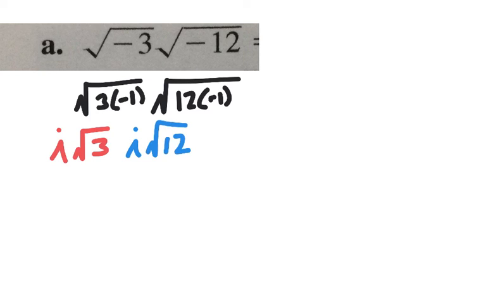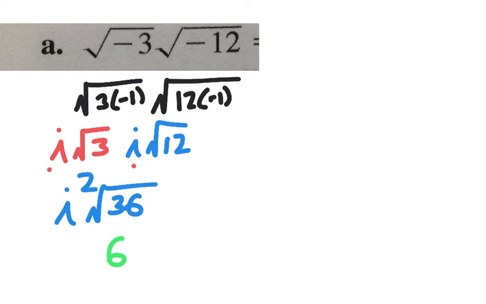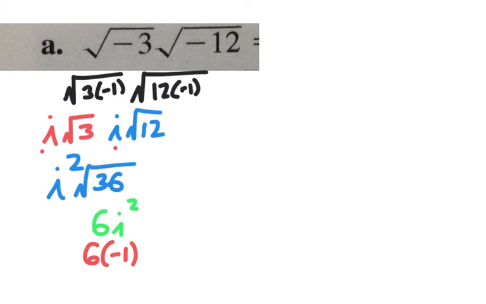Now we just multiply. So i times i is i squared. And then I have radical 3 times 12. Well, 3 times 12 is 36. Radical 36 is 6. Then I still have i squared. But remember, we can never have i squared in our final answer. We can only have i to the first power. So I'm going to substitute in. i squared is the same thing as -1. And 6 times -1 is -6.